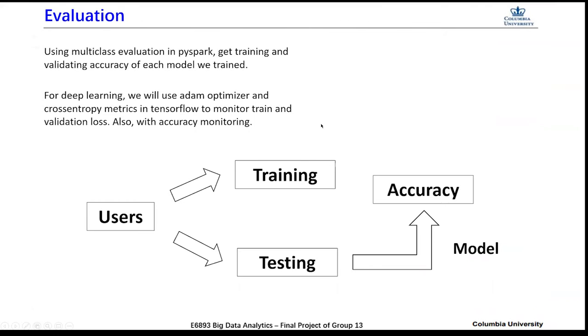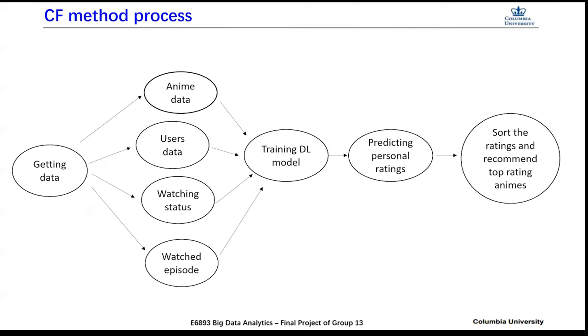Now, we used the multi-class evaluation in PySpark to evaluate the content-based accuracy. And for deep learning, we use the ADAM optimizer and cross-entropy metrics in TensorFlow to monitor the accuracy in the system. Now, here is the CF method progress. Getting the data, spreading the data and pre-processing it into 4 different layers, and using the 4 different layers, train the DL model and predict personal ratings for different animes, sort the ratings, and then recommend the top rating animes.